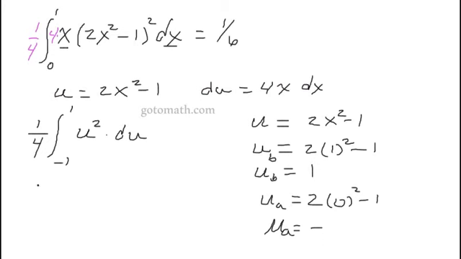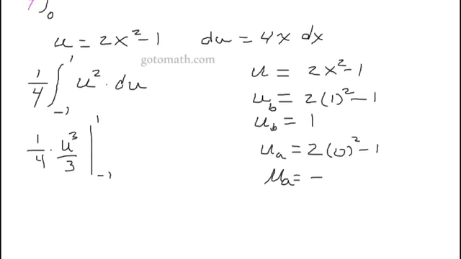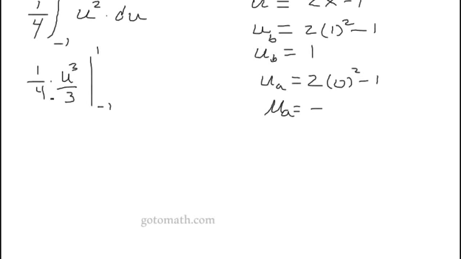Now we can go ahead and take this integral. So we have u cubed over 3, and we're going from negative 1 to 1. Right? Pretty simple. And if you'd like, we can rewrite this. This is u cubed over 12, going from negative 1 to 1.